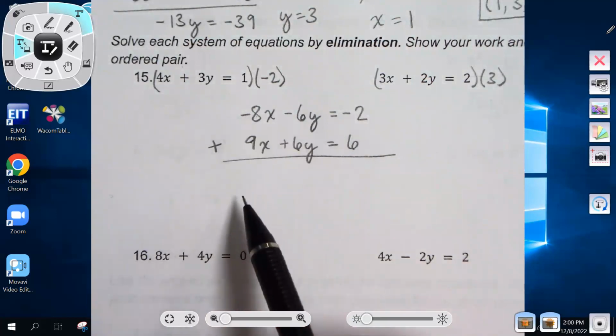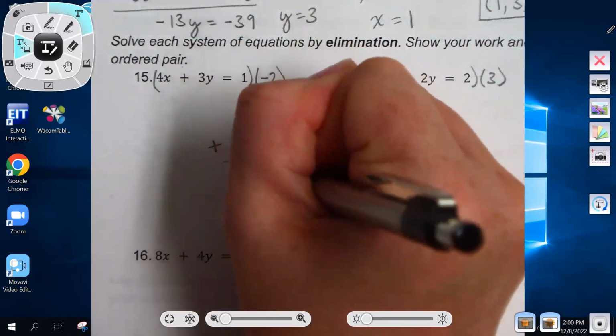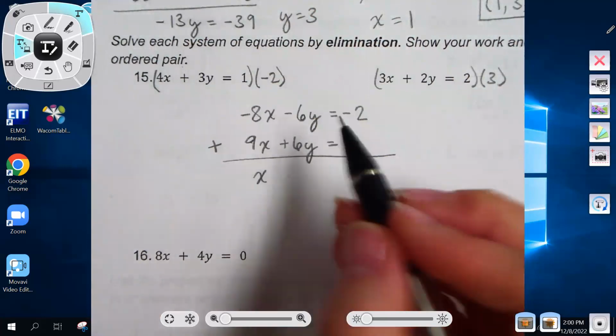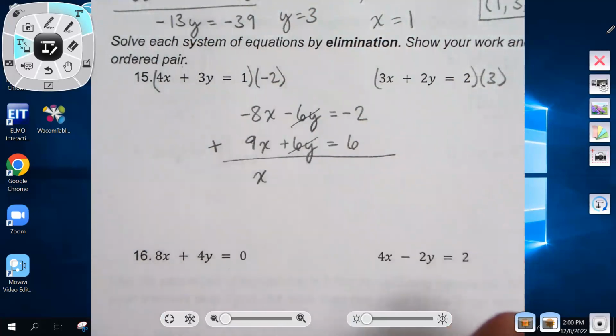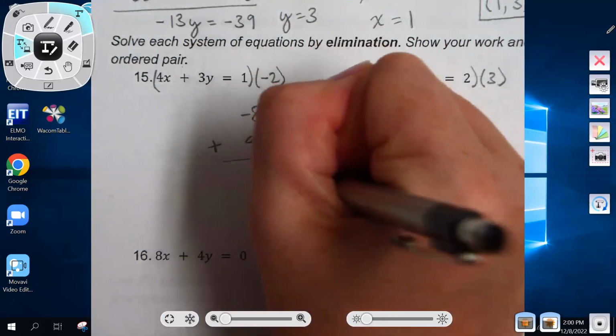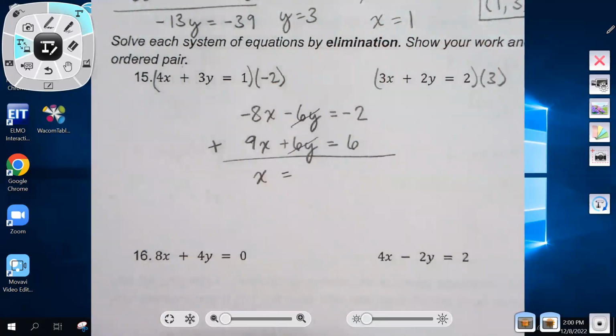We have negative 8x plus 9x, which is just x. Negative 6 and positive 6 cancel out. And negative 2 plus 6 is a positive 4. So we've already got our x value, it's 4. Once you have one value, you go back to either one of the original equations, plug that value in, and you'll be able to get the other variable.